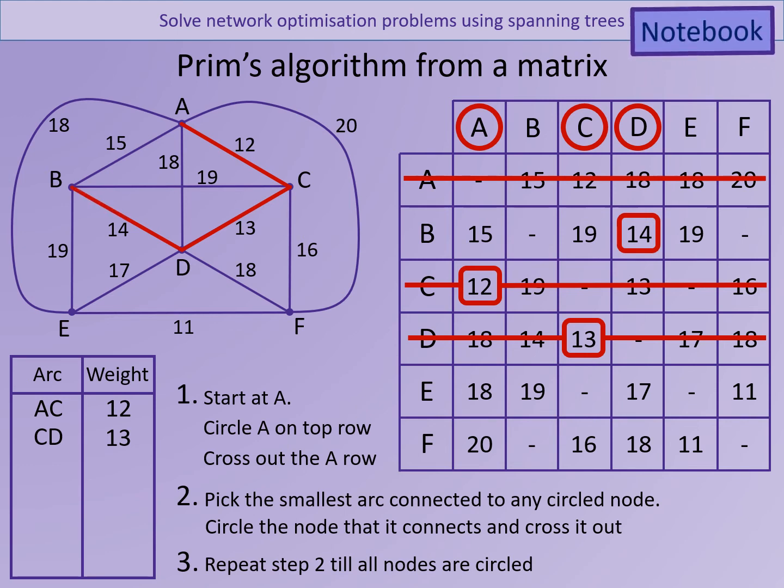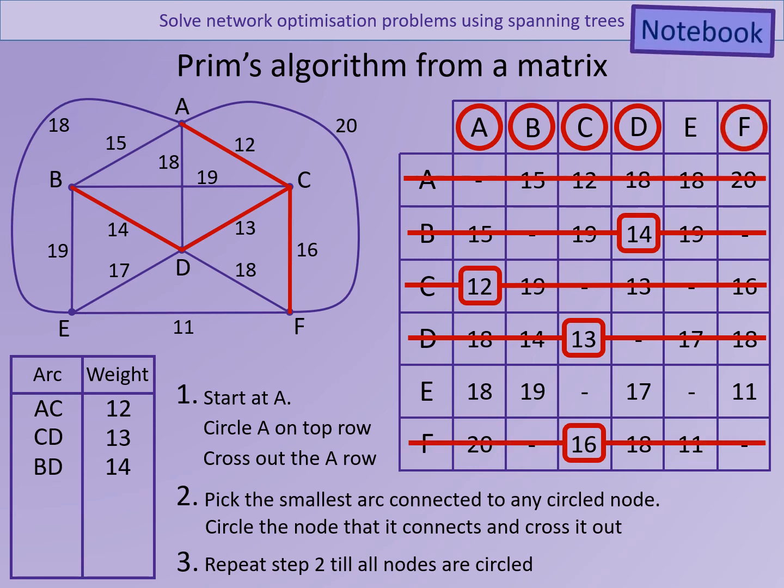Select 14 as the smallest weight. This adds vertex B. So we're going to circle vertex B, cross out row B, and add BD 14 to our table. The next arc that needs to be added has a weight 16, it's CF. So we're going to add node F to the top, cross out row F, and add CF to our table.